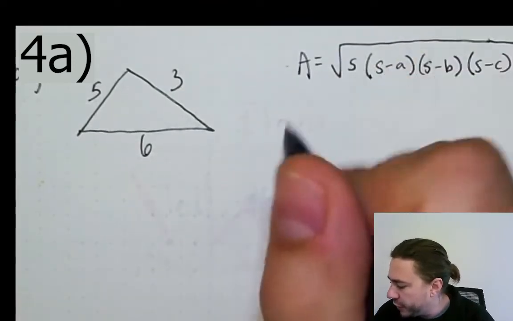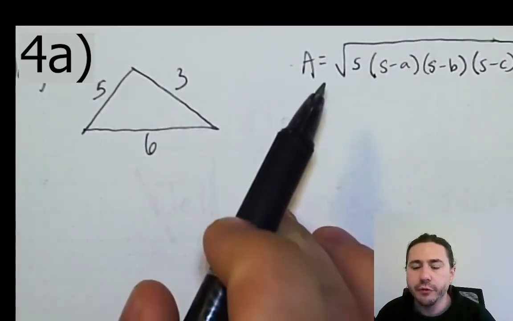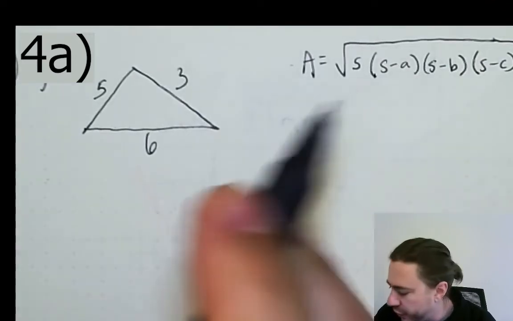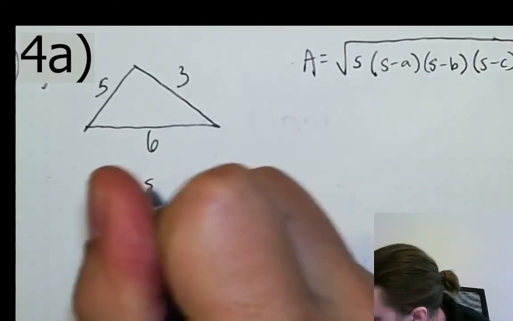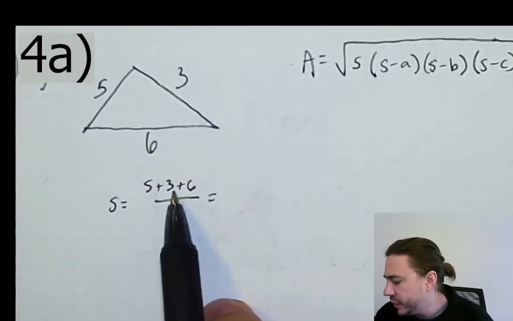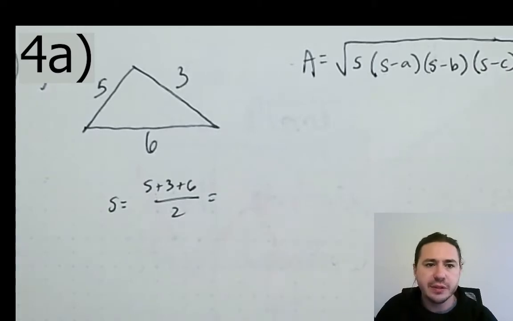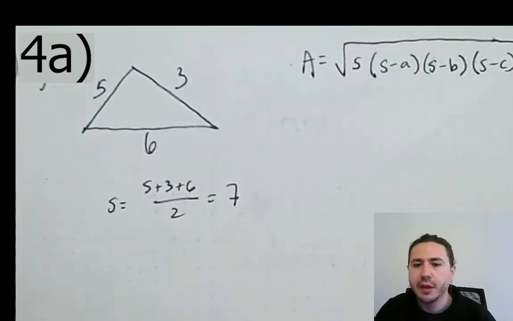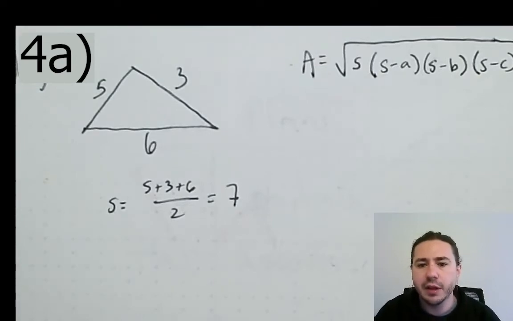So let's go ahead and plug everything in. The first thing we're going to want to do for all these is actually calculate this half perimeter, this S value. So in this case, it would be 5 plus 3 plus 6 over 2, which, as we said, was 8, and 6 is 14, divided by 2 would be 7. So my S value is 7 here. So once I calculate that, I can go ahead and plug everything in.